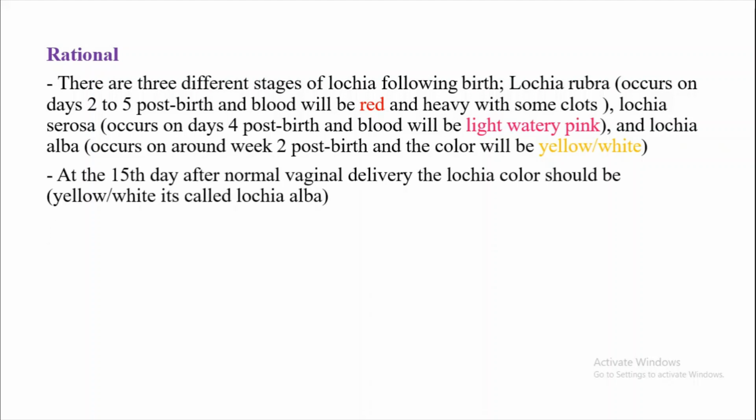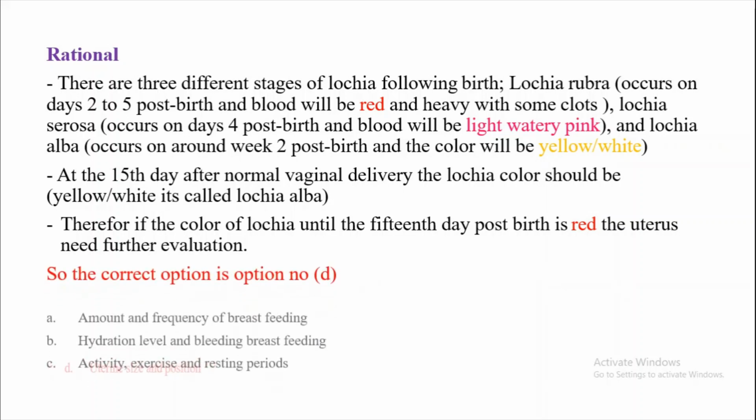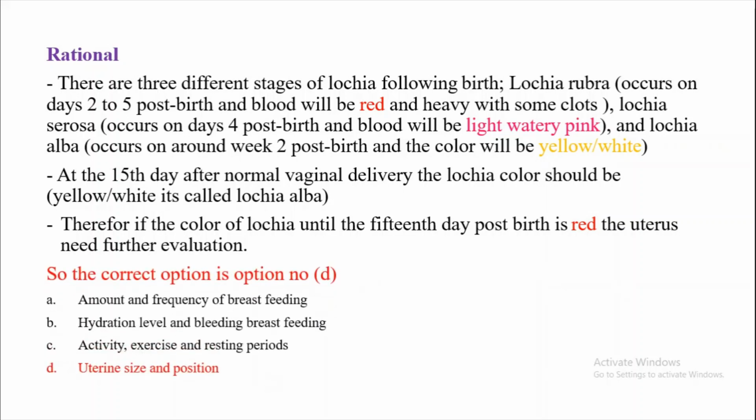At 15 days after normal vaginal delivery, the lochia color should be yellow or yellow to white. It is called lochia alba. Therefore, if the color of the lochia until the 15th day post-birth is red, the uterus needs further evaluation. So the correct option is option number D, uterine size and position.